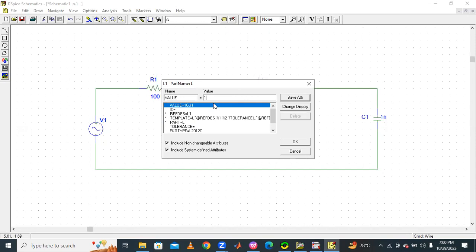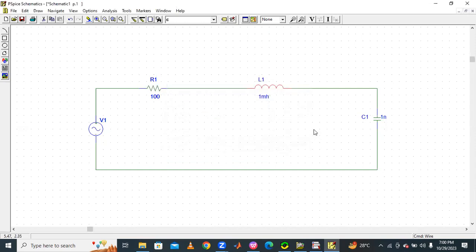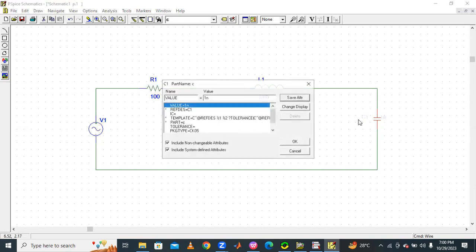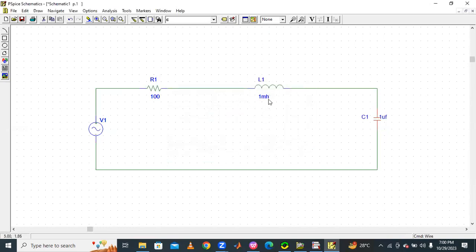For simplicity, I'm taking here inductance is 1 millihenry. And capacitance is 1 microfarad. Take 1 microfarad. Change to uF, right here, uF. Millihenry means mH. Resistance directly 100 ohms.